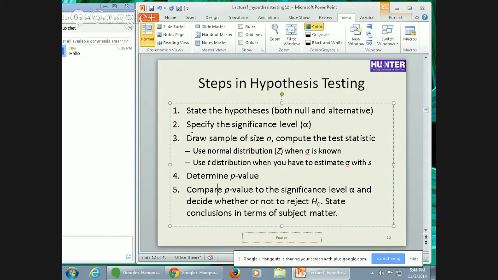But yes, you could. If you did it in terms of a confidence interval, you would not calculate a test statistic. You would calculate a confidence interval. You would not calculate a p-value. You would just determine whether your theoretical point value for the population was contained in your confidence interval or not, and then you would decide whether or not to reject H0. And then finally, state the conclusions in terms of your subject matter. What does this mean in terms of what we set out to study?